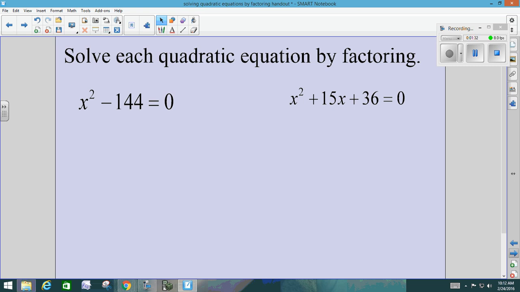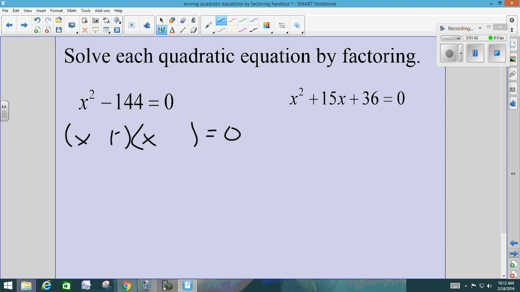To factor that, you take the square root of each term and then connect them with a plus and a minus. What's the square root of x squared? How about 144? And then it'd be plus 12 and minus 12. That's factoring it. That's what we did yesterday. Now we're trying to find the x value that would make the original equation true.